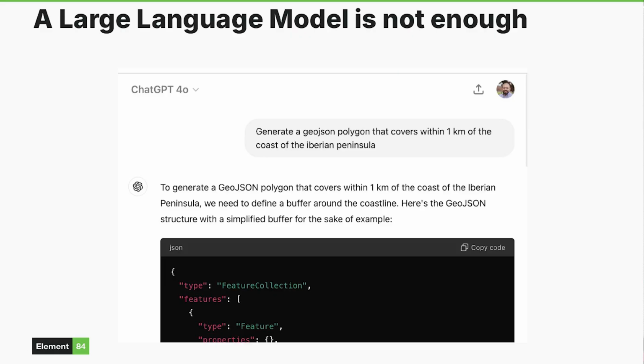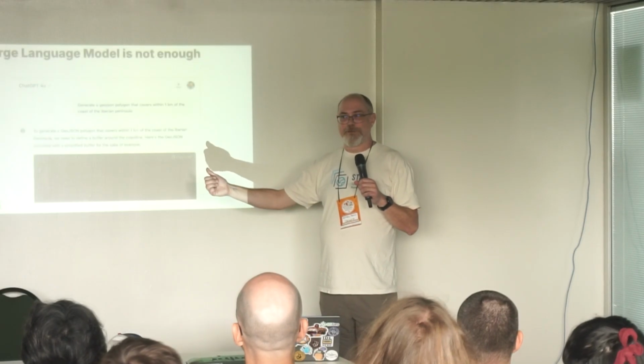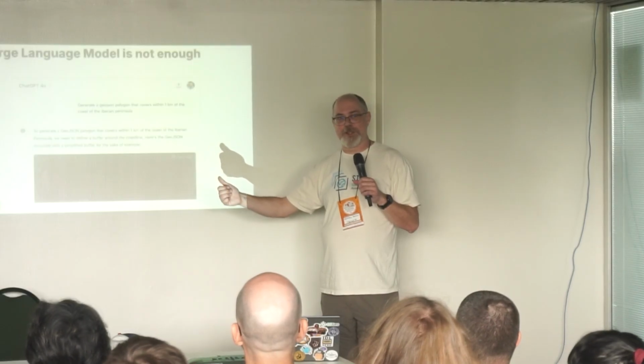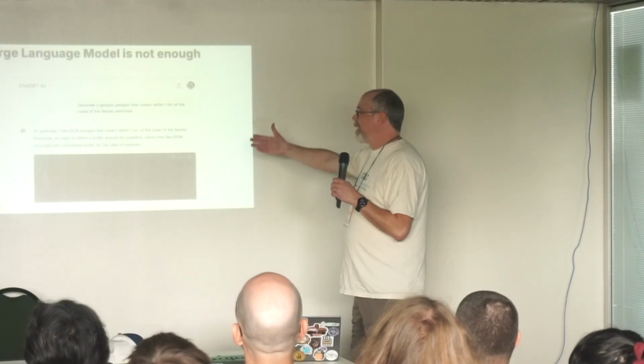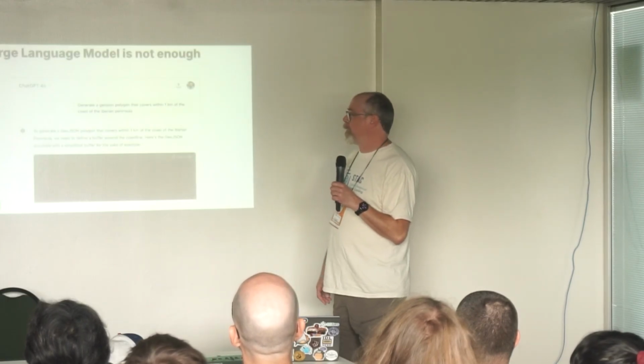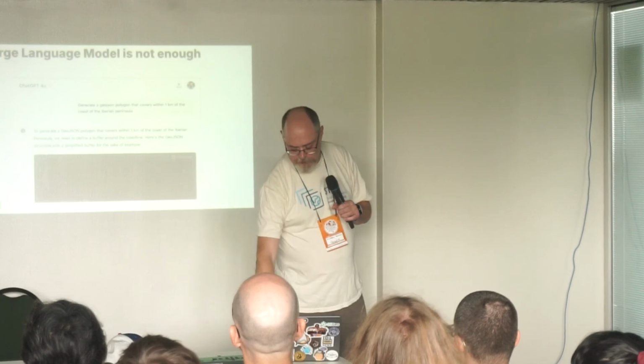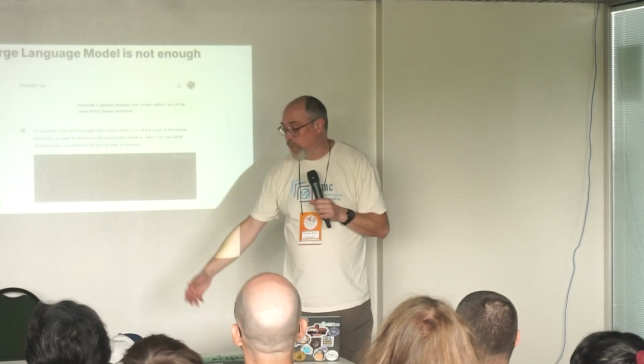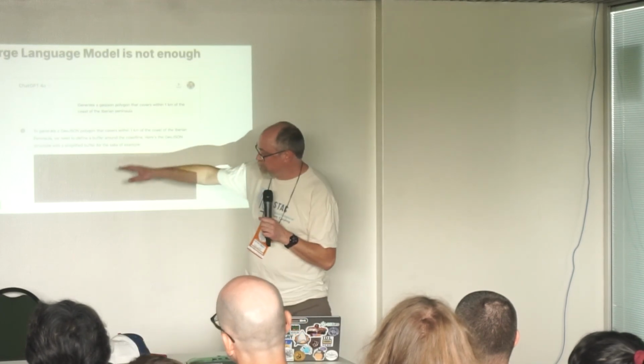And so you'd think, well, large language models, maybe they can create GeoJSON. Anybody tried this before? Use ChatGPT to create GeoJSON? So here, all right, generate a GeoJSON polygon that covers within 1 kilometer of the Iberian Peninsula. Well, if you ask ChatGPT to do that, it will create some GeoJSON here.